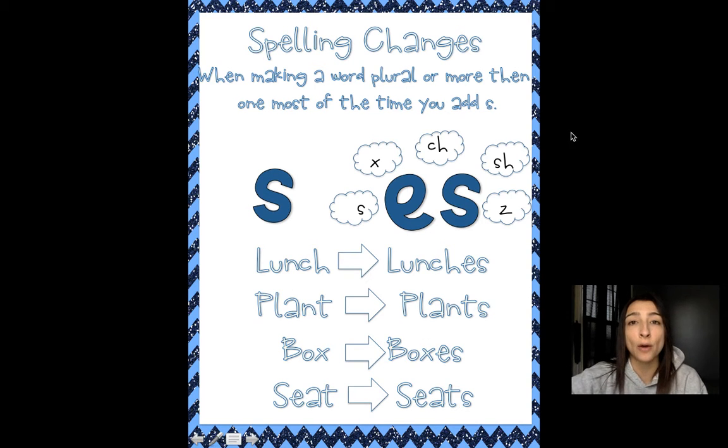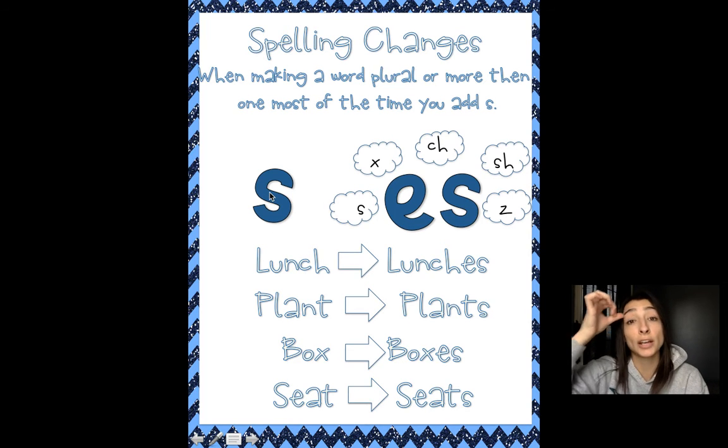Looking at our ES right here, we see S, X, CH, SH, and Z. If our word, when you think about it as singular, just one, ends in S, X, CH, SH, or Z, you are going to change the ending to ES to make it more than one. If it ends in any other letter of the alphabet, if it ends in an A, an E, a T, any other letter, you're just going to add an S to it.